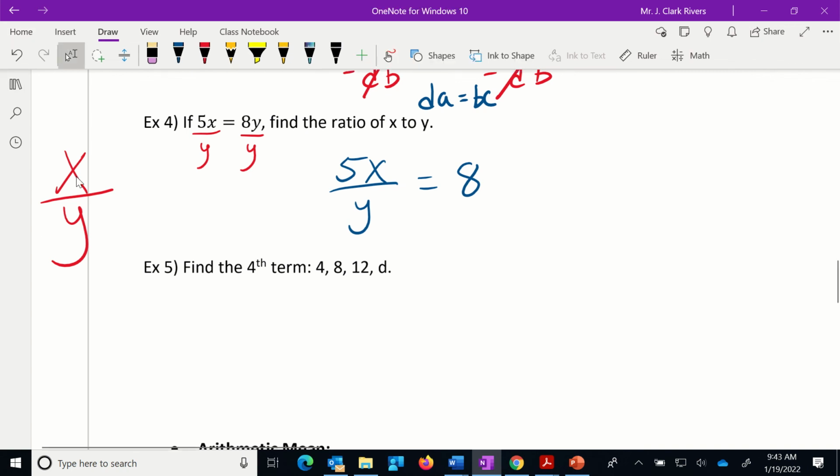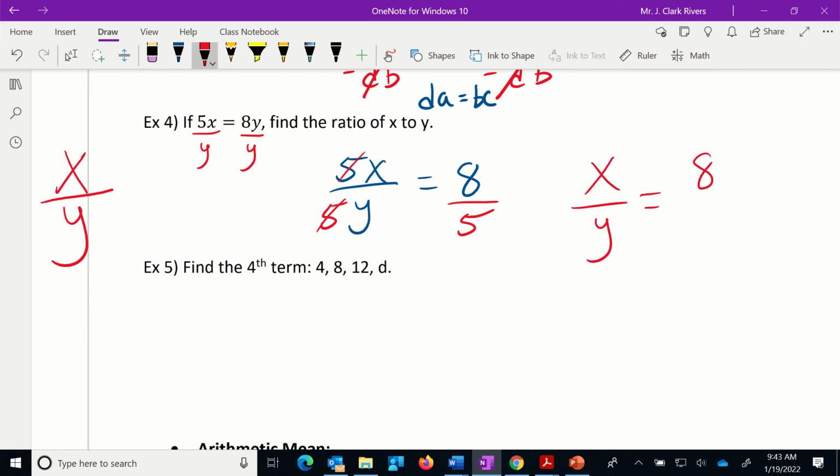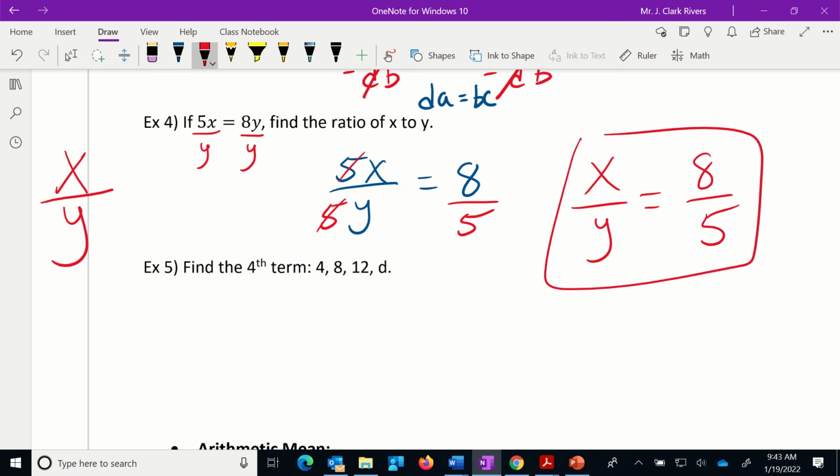Okay, so now we have x over y, which is exactly what I want, but I've got this 5 up here in the numerator, so I'm going to divide by 5 on the left, divide by 5 on the right. 5 over 5 is 1. They're gone. We are left with our answer of x to y, or x over y, is equal to 8 to 5. So all we did was use very basic pre-algebra to rearrange that equation to isolate x over y. Questions over that?